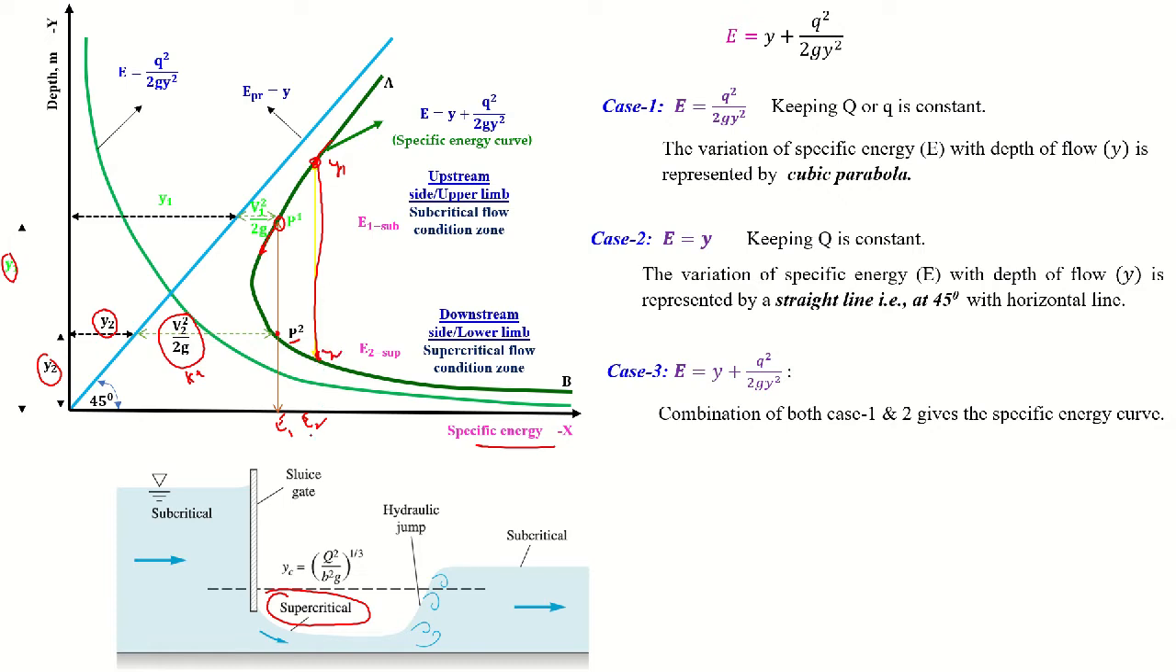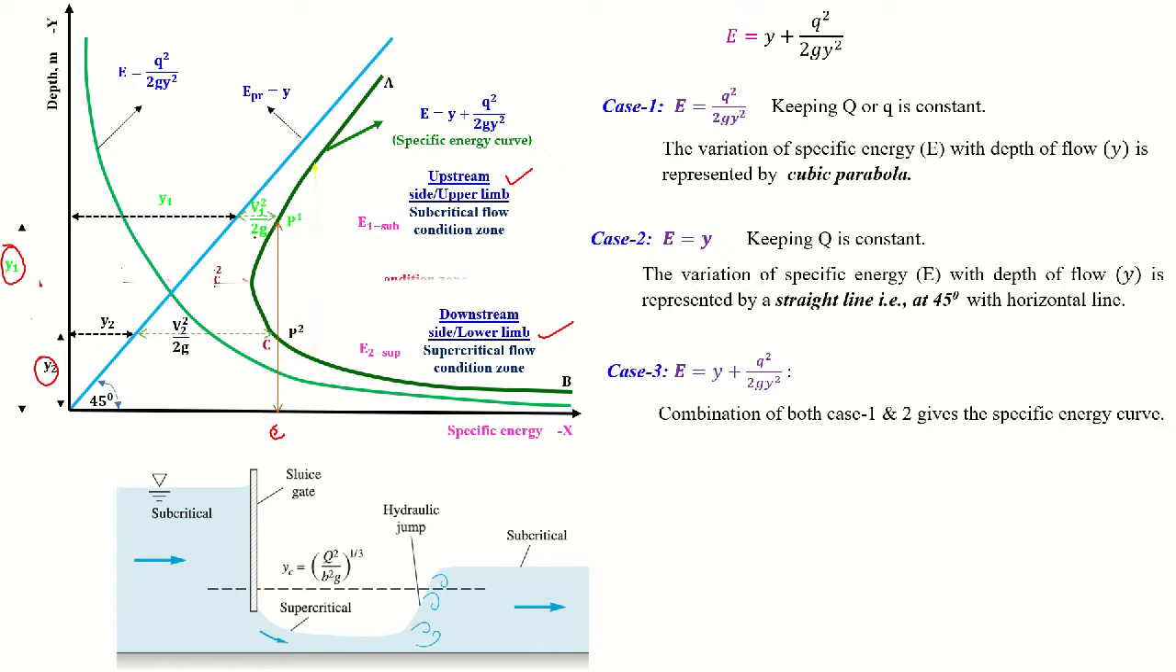So for a given energy, for the same energy, we can say there are 2 points, these 2 depths, that is your y1 and y2. These are called your alternative depths. So simply we can say that for the same specific energy, there are 2 possible depths. That is, y1 at upstream and y2 at downstream. So this is called your 2 alternative depths.